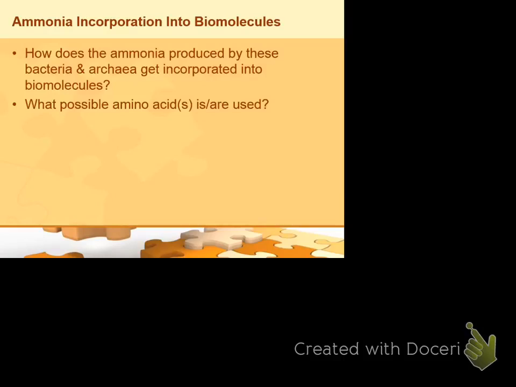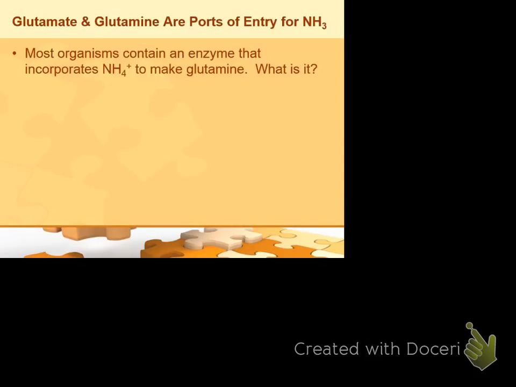Okay, so now we're going to look into how the ammonia produced by these bacteria and archaea gets incorporated into biomolecules, and what possible amino acids get used for this. What kind of amino acids would make sense if you're going to use ammonia? So we're going to be talking about things that have nitrogens in them. Okay? It's glutamate and glutamine, which is very similar to the way that we get rid of the nitrogens. They are the ports of entry for the nitrogens. Okay?